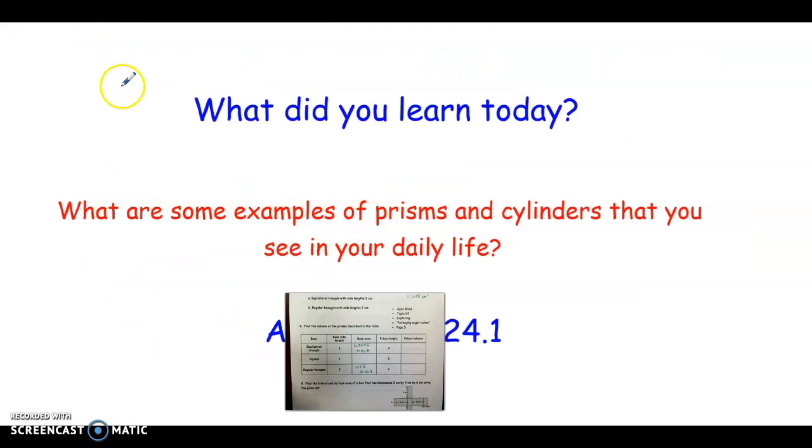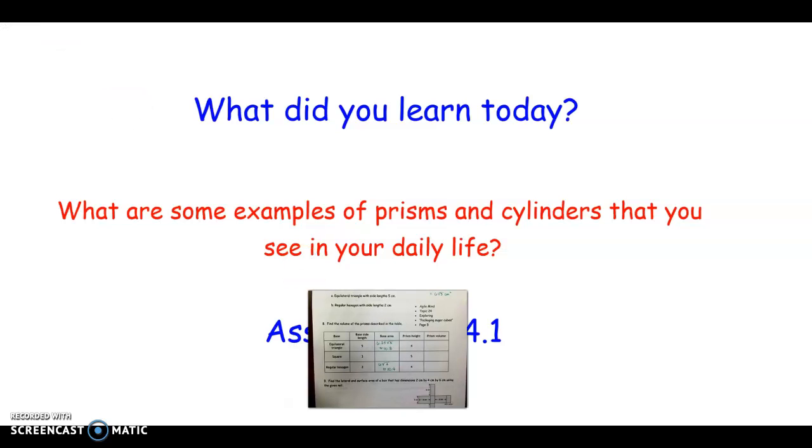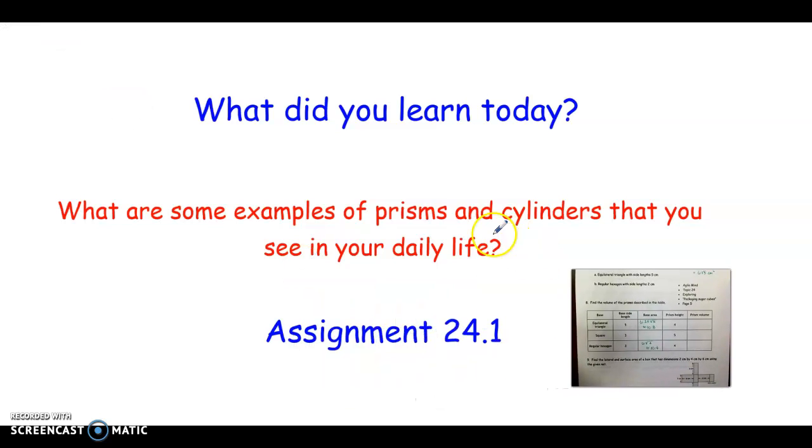All right, so we looked at prisms and cylinders today. You can see examples of both in your everyday life. Prisms, I'm sure you have lots of boxes at your house, like cereal boxes, in fact. And cylinders, maybe you have cans of soup at your house, or one of those containers that has oatmeal in it.